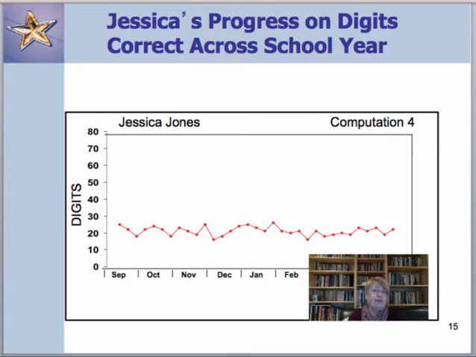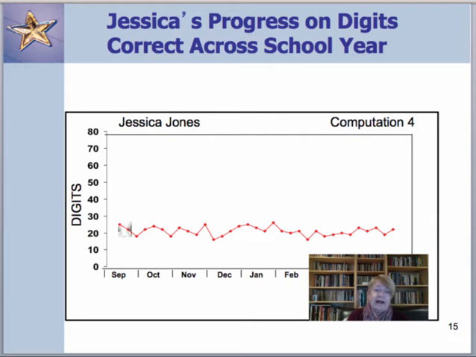On the other hand, here's Jessica. Jessica is exhibiting flat progress across the school year. She started out at approximately 25 digits correct on the probes, and over time, as we gave the probes, we see that Jessica is not making really any kind of progress towards our target, which would be up here, around 70 plus digits correct on the probes. This is a clear indication that we need to adjust the curriculum.